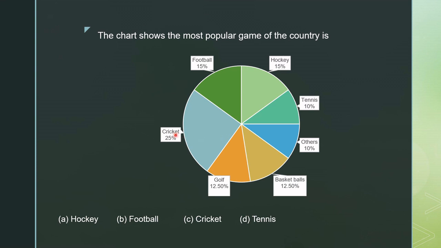Cricket is the popular game because cricket percentage is high, then football, then hockey, then tennis, then others, then basketball, and then golf. So cricket is the right option. So the most popular game of the country is, according to this pie chart, that is cricket.